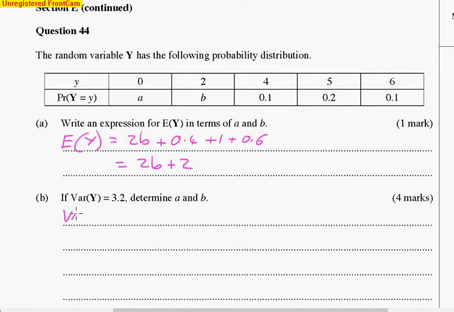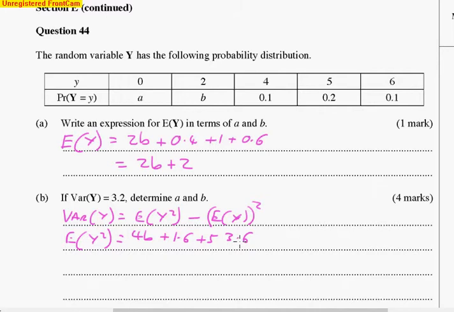The variance is the expected value of y squared minus the expected value of y all squared. So we need to find what the expected value of y squared is. Okay, you square the y terms and then multiply them by the next one, so we get 0 squared times a, so that's still 0 for the first one. 2 squared is 4 times b. 4 squared is 16 times 0.1 is 1.6. 5 squared is 25 times 0.2 will be 5.